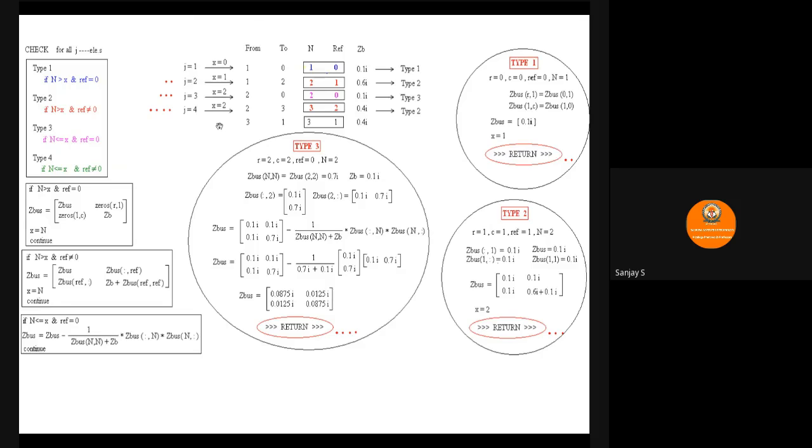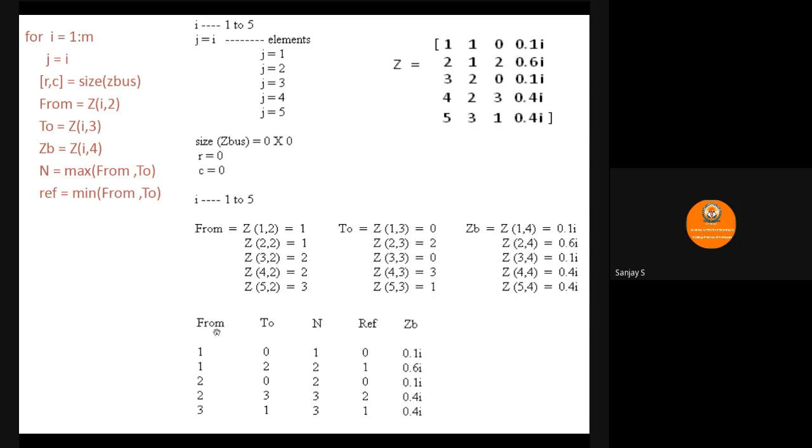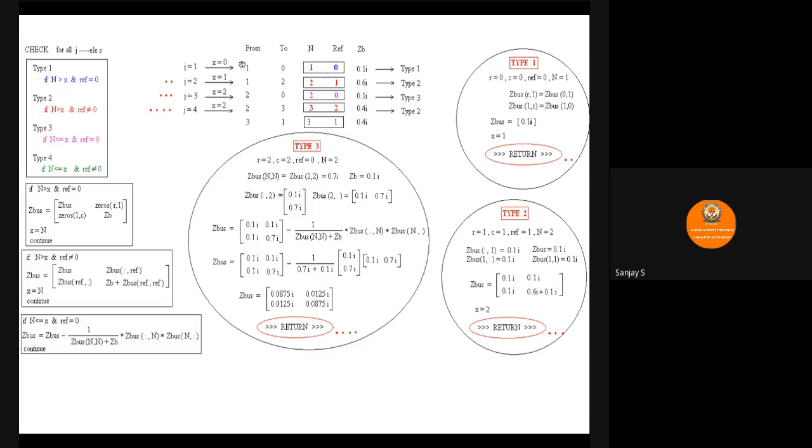So the same table I am going to repeat here once again. See this last table, from, to, N, reference, ZB, this table is getting repeated here. Now I start with the first row. J is equal to 1. When I is 1, J is 1, X is 0 initially. Now just try to check for the condition, which type it comes in. So in this first row, N is 1, X is 0, reference is 0. So N is now greater than X and reference is a 0 value. So whenever N is greater than X and reference is 0 value, it should undergo type 1 modification. So type 1 will be executed.